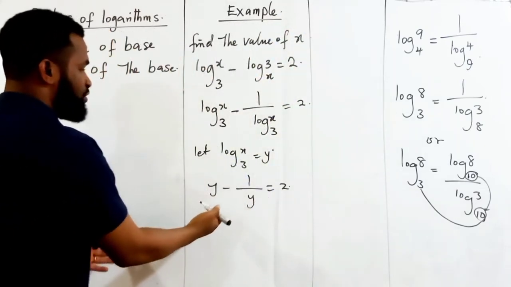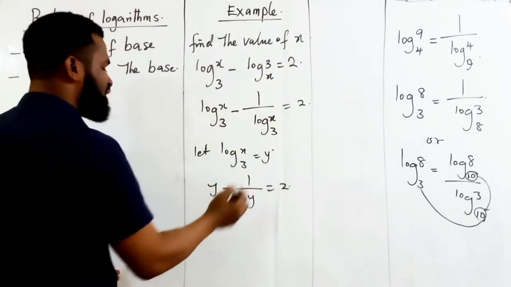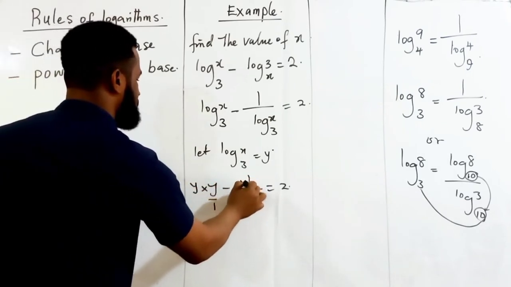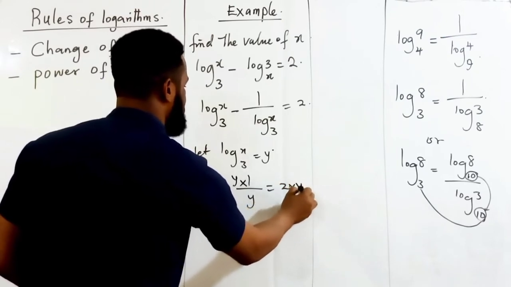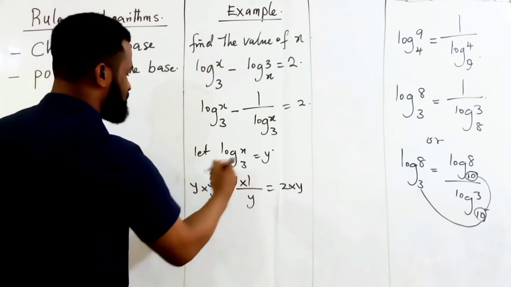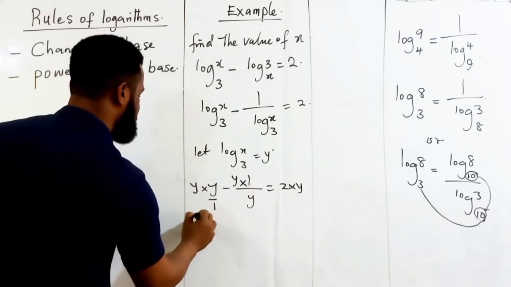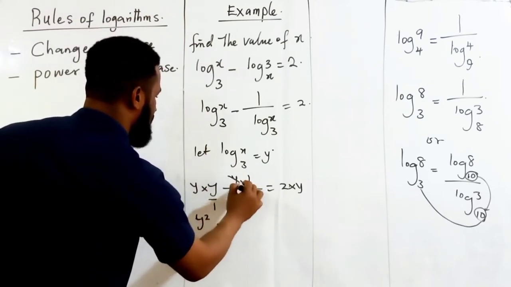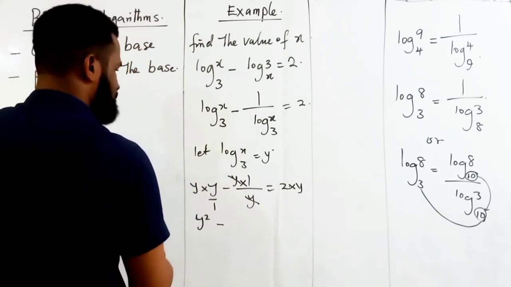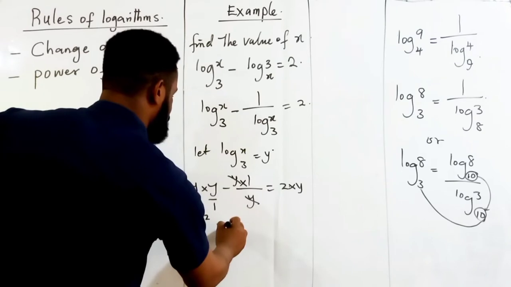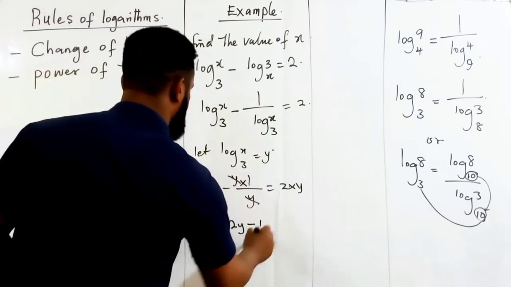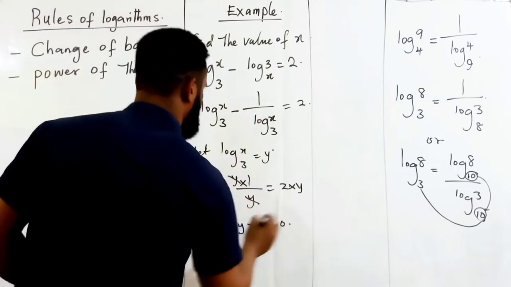I'm going to clear the fraction. This is all over 1. I'm going to say times y, times y, times y. Why am I multiplying? I'm clearing this fraction using the LCM of the expression. So I have y squared minus y, will cancel y, minus 2y minus 1 equal to 0.